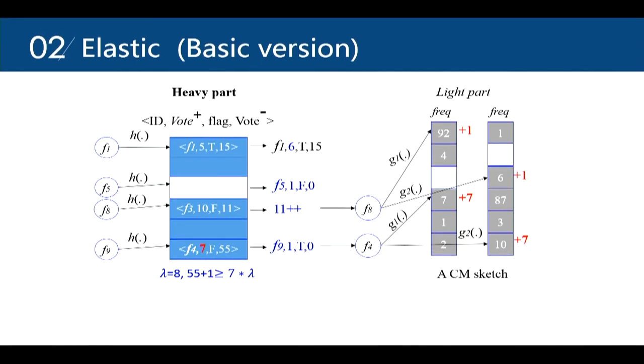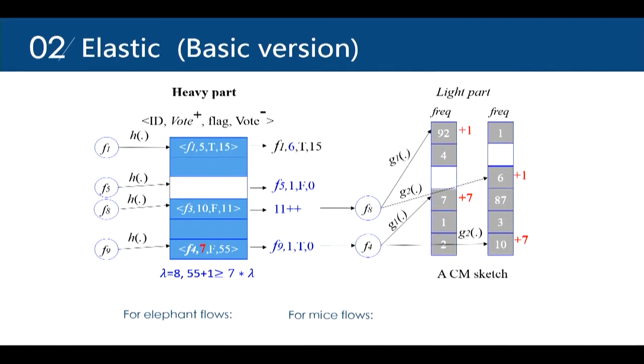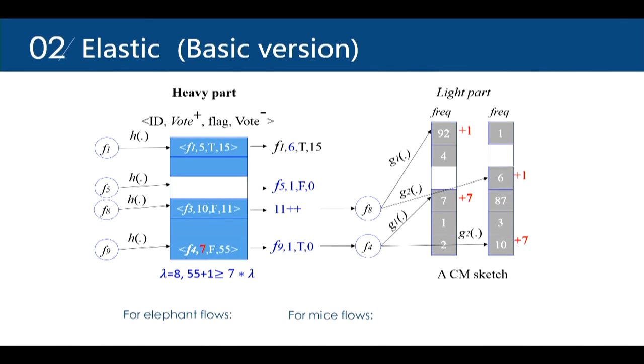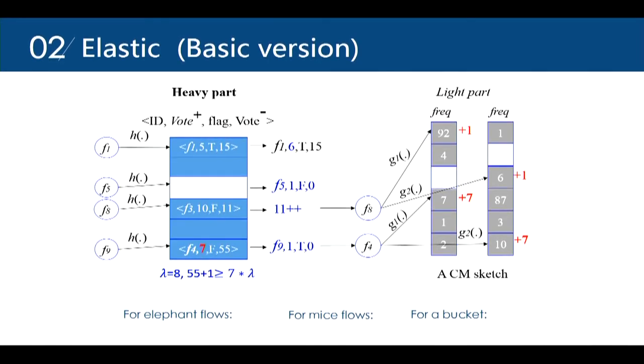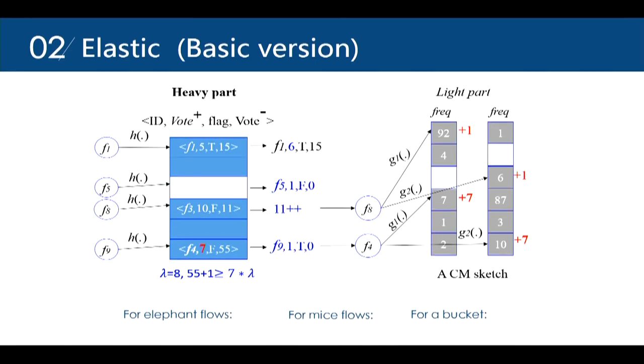Okay, this is the basic version. We can see that elephant flows have a very large number of positive votes. Therefore, with high probability, they will stay in the heavy part. For mass flows, even if they are lucky to be inserted into the heavy part, they will be evicted soon to the light part because they have only a very small number of positive votes. For a bucket in the heavy part, if the flag is false, the flow size has no error. If the flag is true, we need to query the light part. The error is incurred by the mass flows in the light part. Because the error is incurred by mass flows, the error is very small.